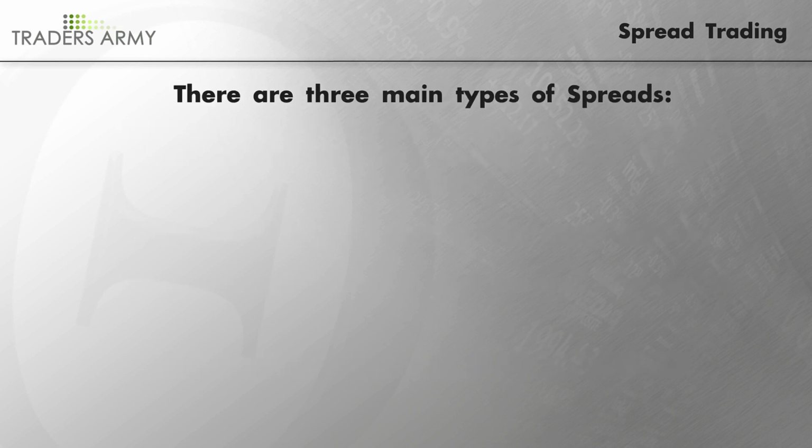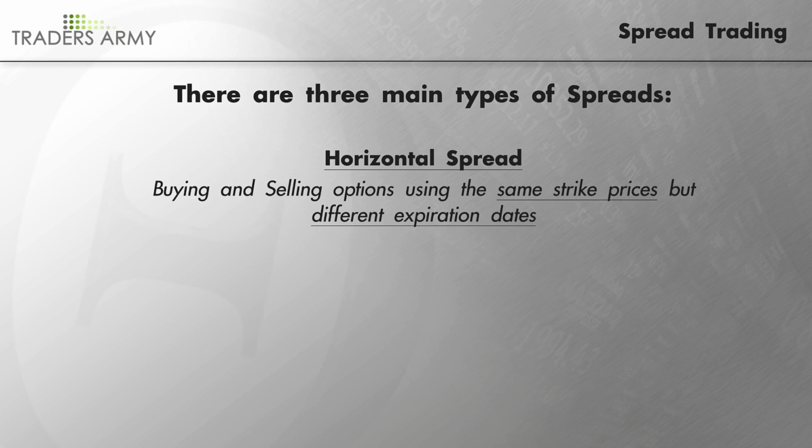Now, when it comes to spread trading, there are three main types of spreads. These are really the foundational types of spreads that we're going to use to create more complex option spread trades. And these three main types of spreads are horizontal spreads, which consist of, again, buying and selling options on the same stock at the same time, using, very specifically, the same strike price, however, using different expiration dates for your long leg, which is the one you're buying, and your short leg, which is the one that you're selling.